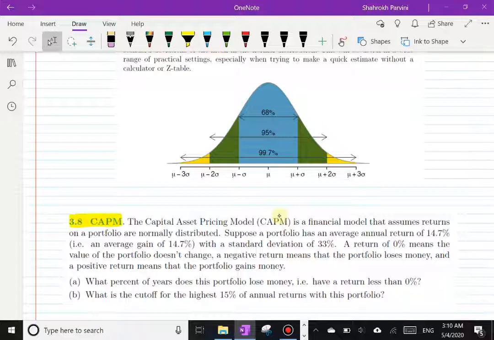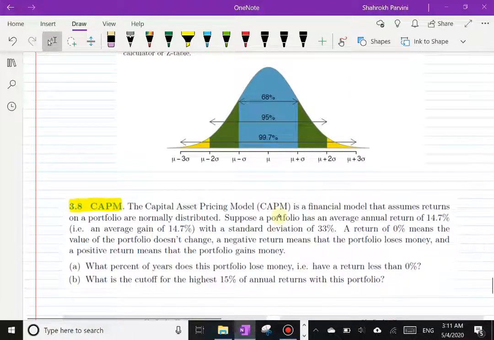In this exercise, the question reads, the capital asset pricing model, CAPM, is a financial model that assumes returns on a portfolio are normally distributed. Suppose a portfolio has an average annual rate of return of 14.7%, that is the average gain of 14.7. So that's mu, with a standard deviation of 33%. That's sigma. A return of 0, of course, means the value of the portfolio doesn't change, and negative means it loses money, and a positive means just that, a positive return, a gain.